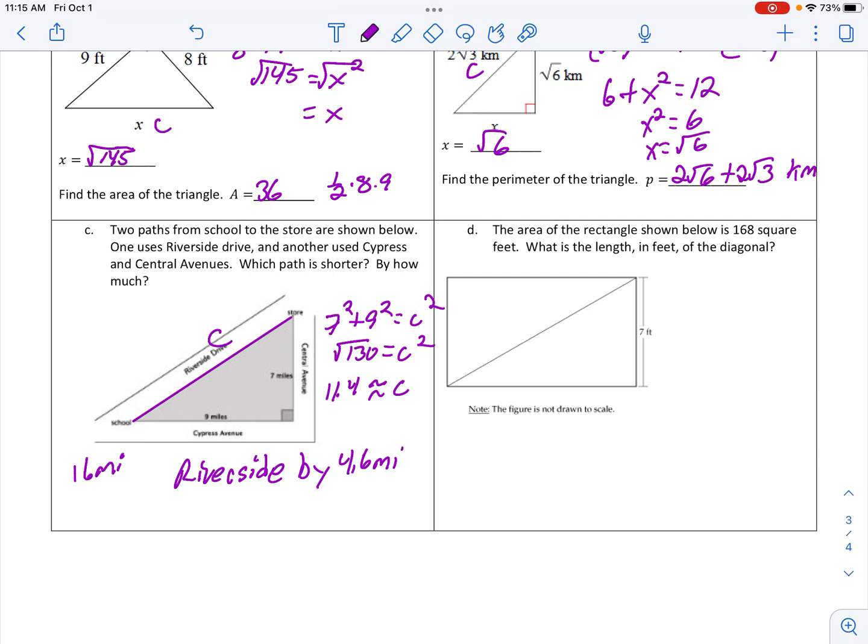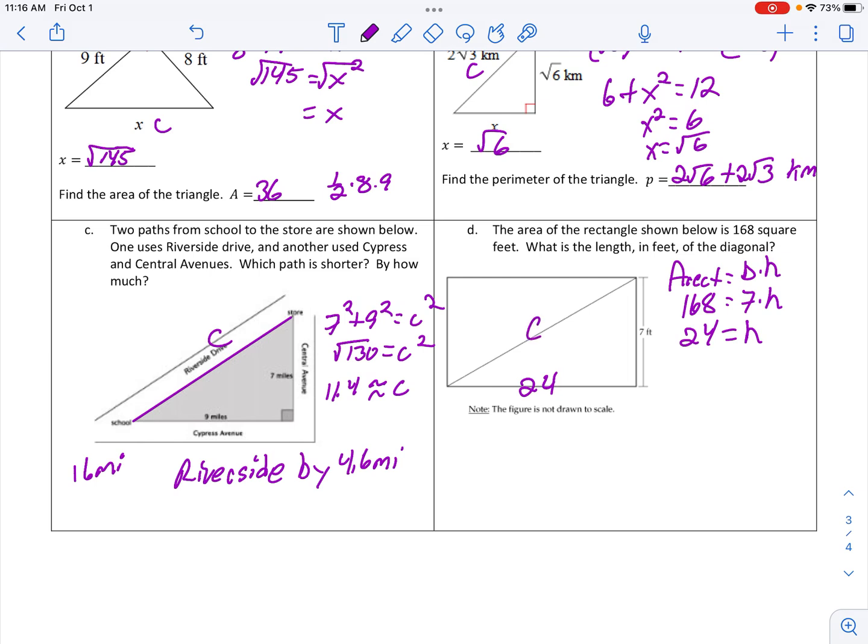Last one there, letter D. The area of a rectangle is 168. What is the length? Well, you have this as 7, and we know it is a rectangle, and the order that we calculate the rectangle is base times height. Well, 7 times what is giving you 168? So 168 divided by 7 is 24. So this length right here is 24.